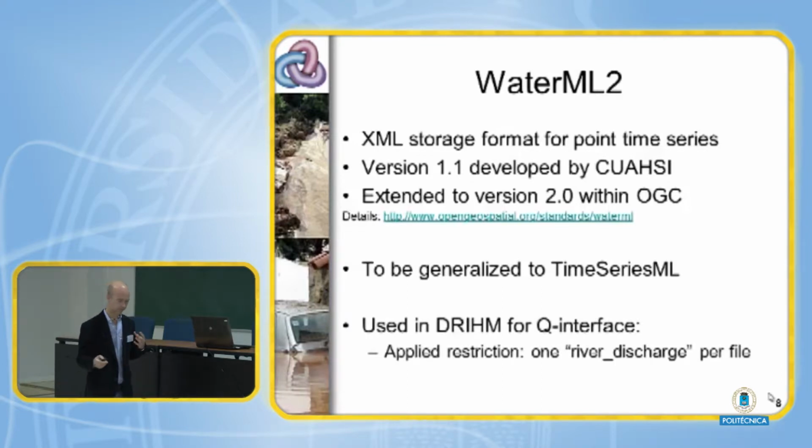Within DRIHM, we restrict the use of the WaterML format to only one discharge per file. So if we are looking at ensembles, you will have multiple files. If you have multiple output locations, discharge locations, you will have multiple files. We did that because it makes it easier for the DRIHM infrastructure to manage which data needs to go to which model. If everything is in one bulk file, you need to reprocess the files. So we chose this option.